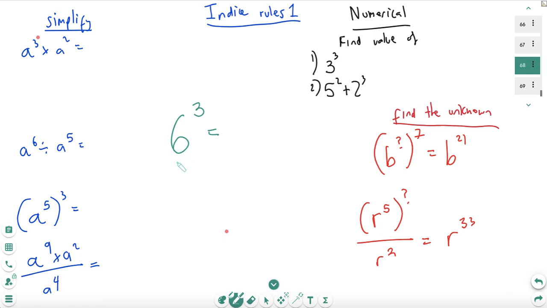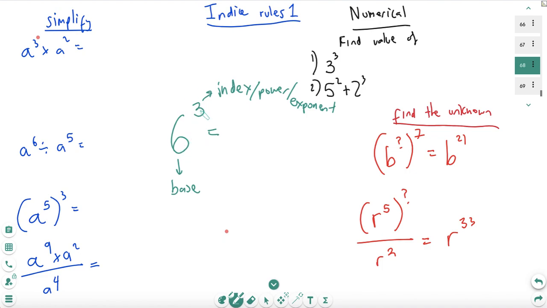So we call the big number the base, and we can call this little number an index, hence the word indice. Indice is the plural of index. We can call the 3 a power. That's what I call it usually, 6 to the power of 3. Or we can call it an exponent.